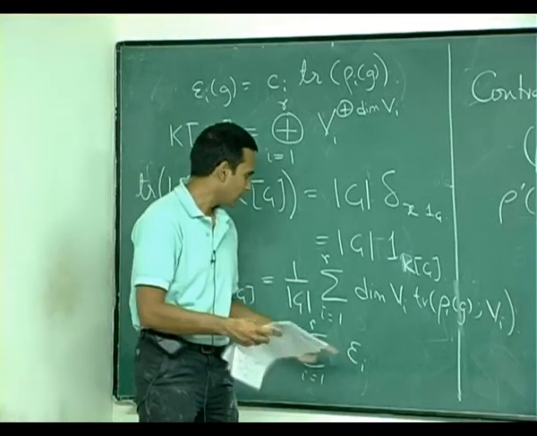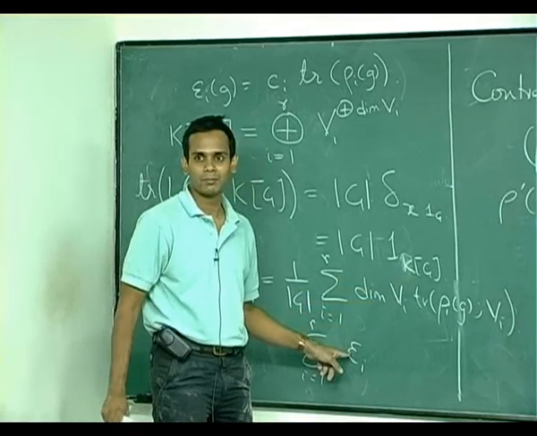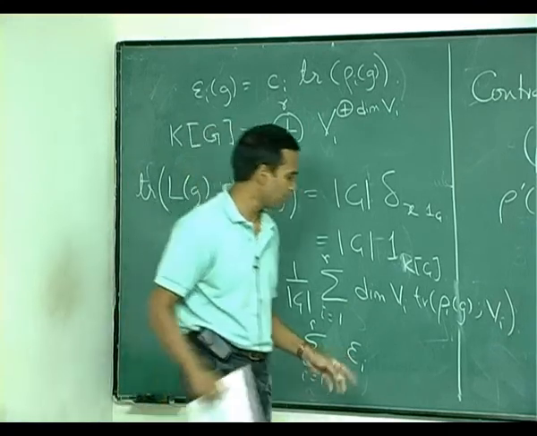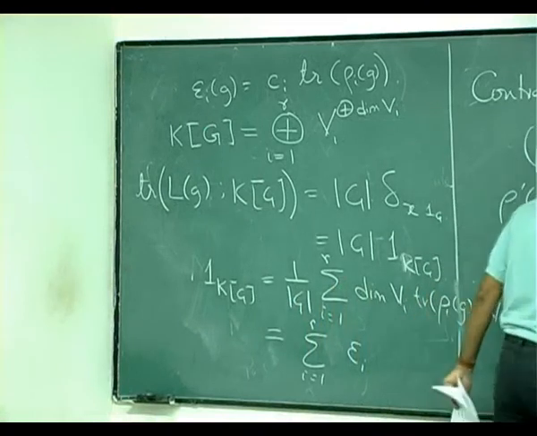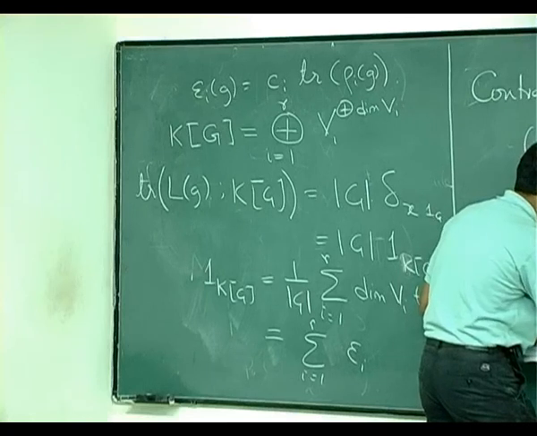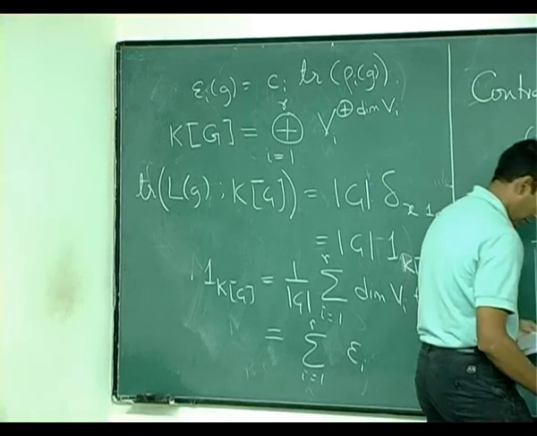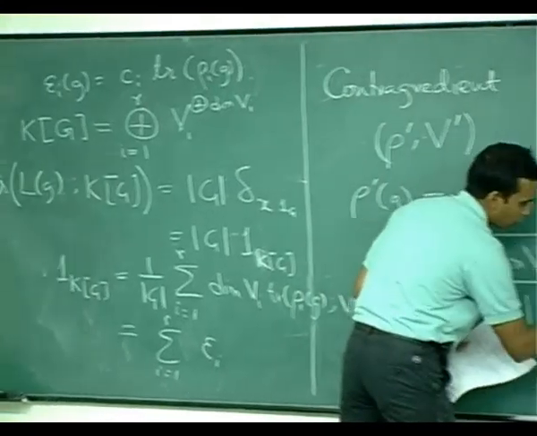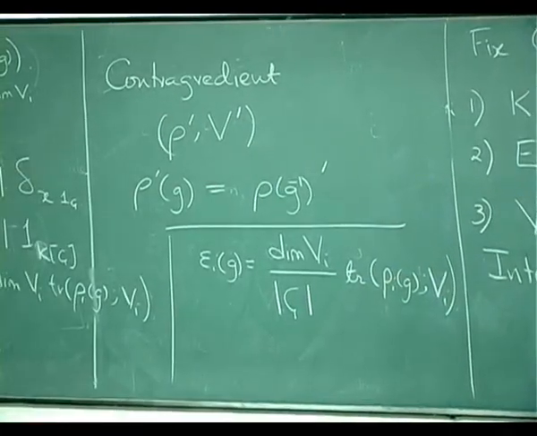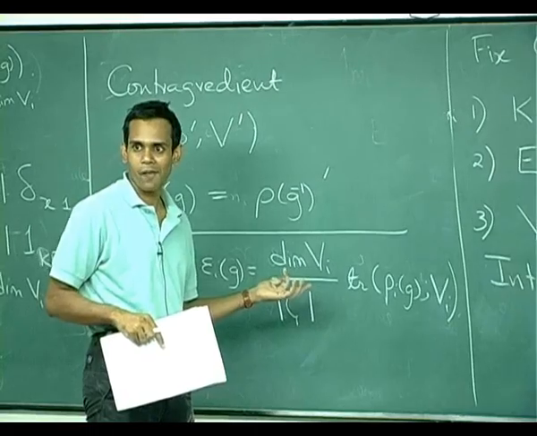Okay, and I know that these terms are linearly independent and that each of these summands is a scalar multiple of these. So each of these summands must be equal to these. So what we get is epsilon_i is the dimension of V_i divided by the cardinality of G times the trace of rho_i(g) on V_i. This explains the central role played by characters in representation theory. Okay, I'll stop here.